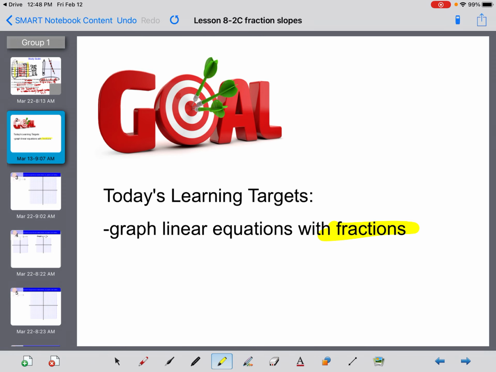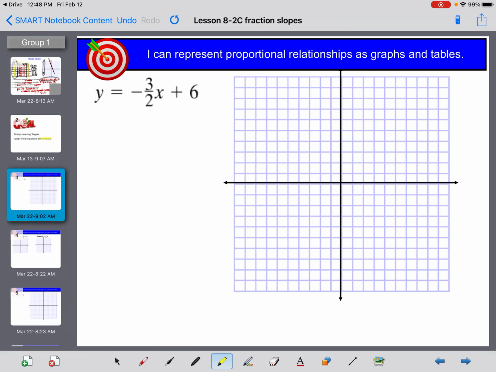Let me show you. So for the first one, if I were going to graph this equation, y equals negative 3 halves x plus 2 equals 6. Normally, I would tell you, all right, we're going to create a table, and we're going to use negative 2, negative 1, 0, 1, and 2. But I am going to tell you we're not going to do that this time. The reason is because these numbers are no longer the easiest numbers to multiply a fraction by.